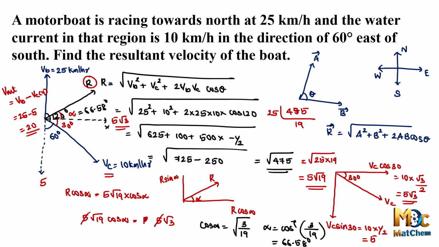So if this is 66.58 degree, the angle between the velocity of the boat, or how much the velocity of the boat will be getting shifted towards the resultant, will be equal to 90 minus 66.58. That will be almost equal to 23.42 degree.